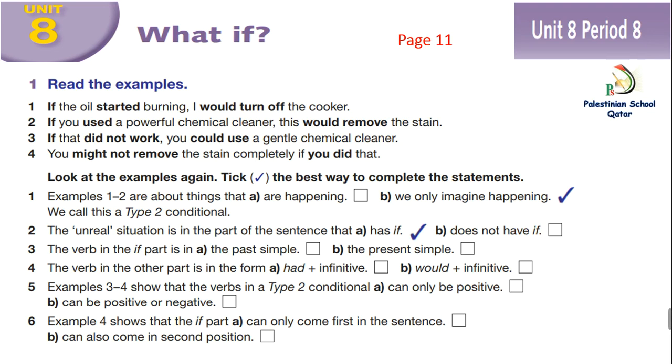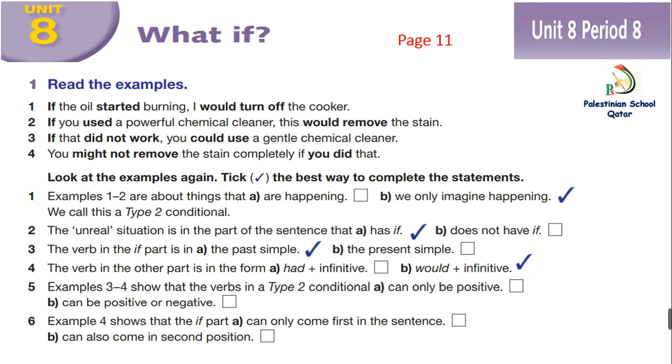Number 3, the verb in the if part is past simple or present simple? Yes, of course, it's in the past simple. So after if we put past simple. Number 4, the verb in the other part is in the form had plus infinitive or would plus infinitive? Of course, would plus infinitive.